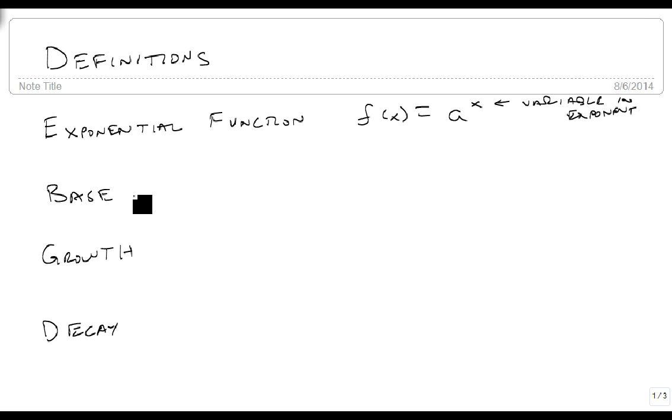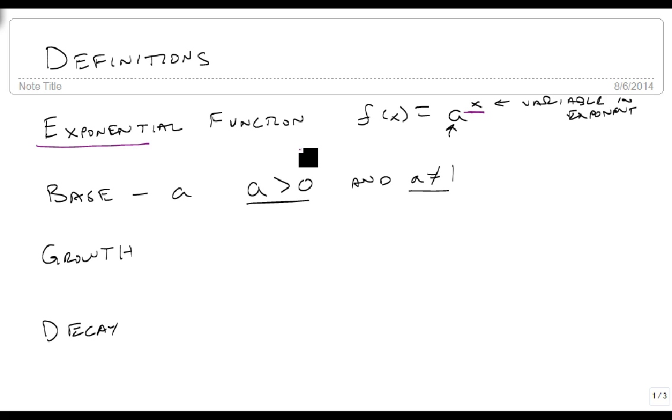And the base is that number a, and it has some particular rules in relation to the exponential functions. Simply, it must be strictly greater than 0, and it can't equal 1. So as long as these two conditions are met, then this is an exponential function. Anytime the variable, and this is the key, anytime the variable is in the exponent, it's an exponential function.